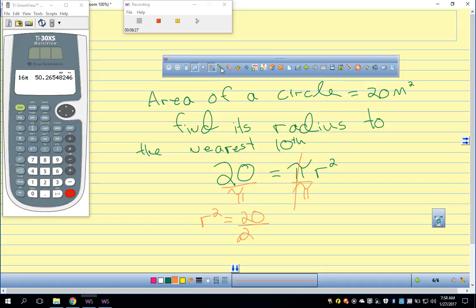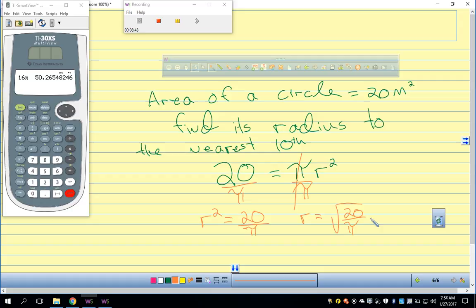How do I find r? Square root, okay? So I get r is equal to the square root of 20 divided by pi. So what I would do is plug that all into your calculator in one chunk. Because if you take 20 divided by pi and hit enter, you're going to round off that answer, and then take the square root of the rounded answer. So you're rounding off twice, which is not going to be as accurate as if you just keep it in there.